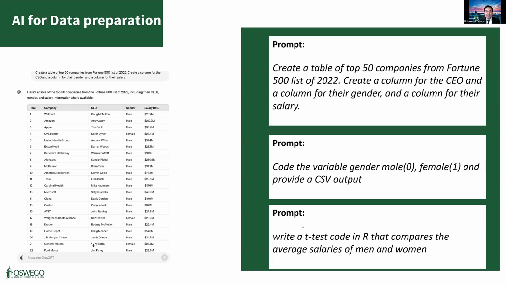Interestingly, I can ask ChatGPT to write the code, write a t-test code in R that compares the average salaries of men and women in this t-test, right? And it can run the code. I have noticed that it can even execute code. So I asked it to create the t-test and I asked it to execute the code within ChatGPT and it did the job, right? So it can even execute the code that it writes to a good level. Not everything, but to a good level, it can do at least the basic tasks.